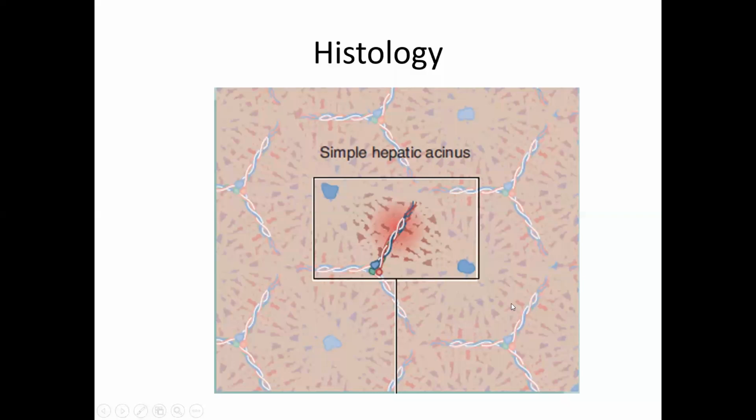So we already discussed that the 2 portal triads and 2 hepatic veins form a diamond-shaped area, which is called the hepatic acinus. The nourishment, both portal venous and hepatic arterial, comes from the central part of this acinus and spreads to the central vein on both sides.